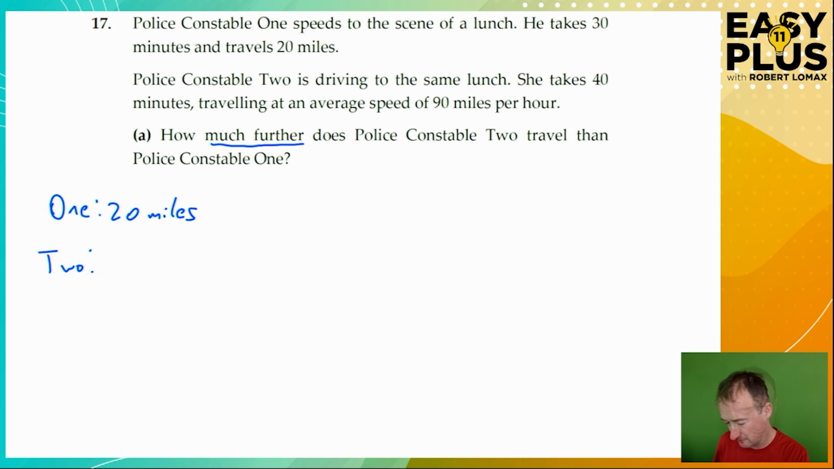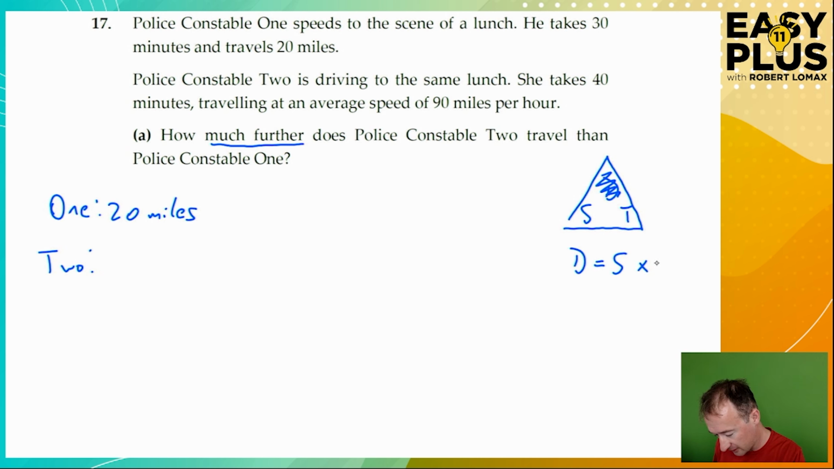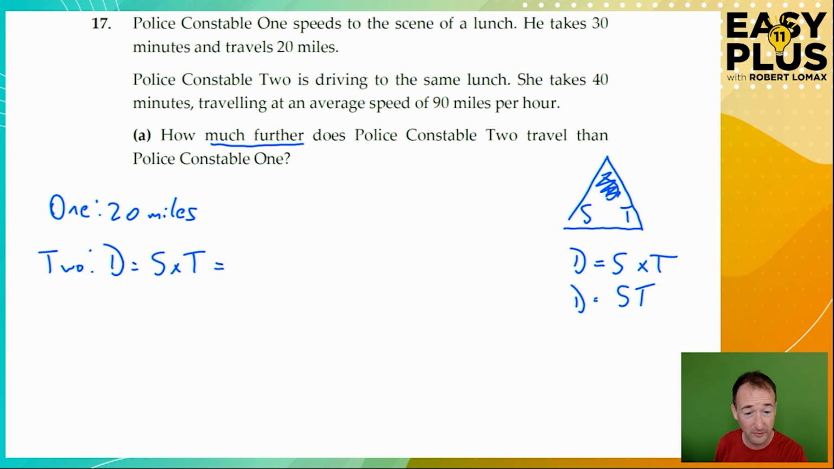Let's have a look at our triangle. You can choose to draw or not draw the dividing lines. We're looking for a distance, miles, so therefore we need the other two values. Distance equals speed times time. You could also write that simply as d equals st. We know that the speed, the average speed, is 90 miles per hour, and we know that the time is 40 minutes. Now, 40 minutes out of 60 minutes in an hour is 2/3.